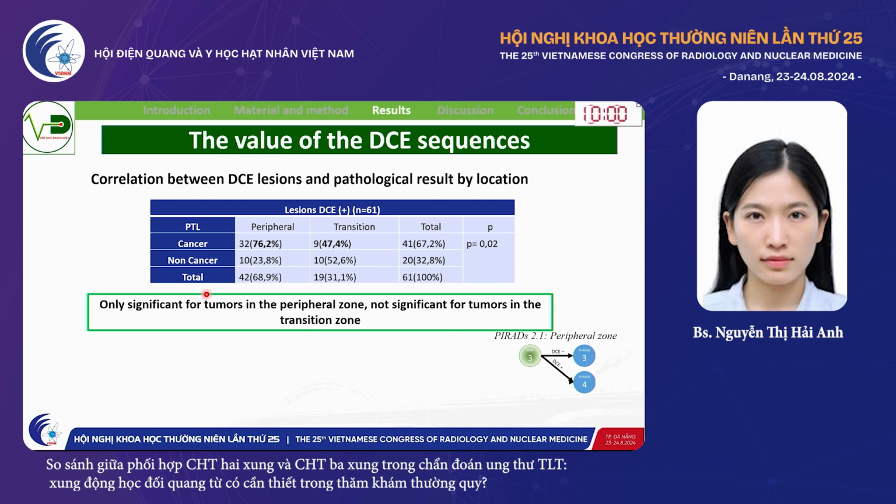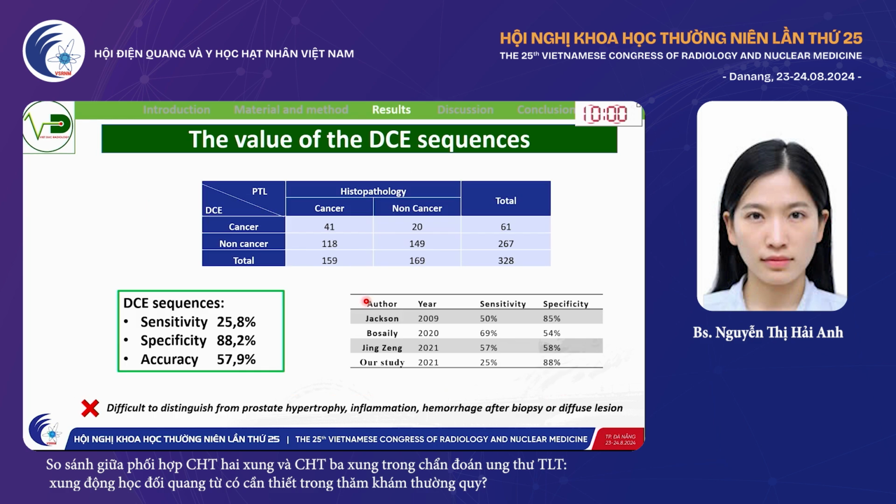The first result concerns the correlation between the DCE lesion and the pathological result by location. We found that DCE is only significant for tumors in the peripheral zone and non-significant for the transition zone. 76% of tumors in the peripheral zone showed DCE positive, while this number for the transition zone is 47%. So the DCE sequence should only be used when we have a suspicious lesion in the peripheral zone.